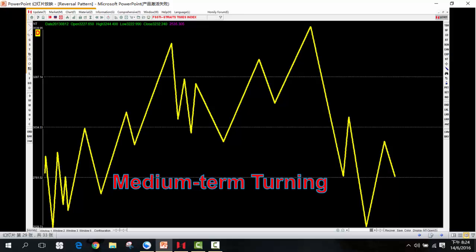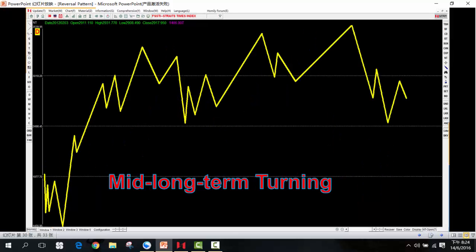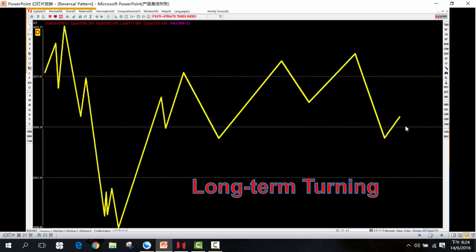It's not completed, right? But if the high-low point is confirmed, this is the head and shoulder bottom. Okay, then this is the STI index. The next one is middle long-term turning. Okay, then this is the middle long-term turning. It's also like a pattern. Then we can see the next one is long-term turning.